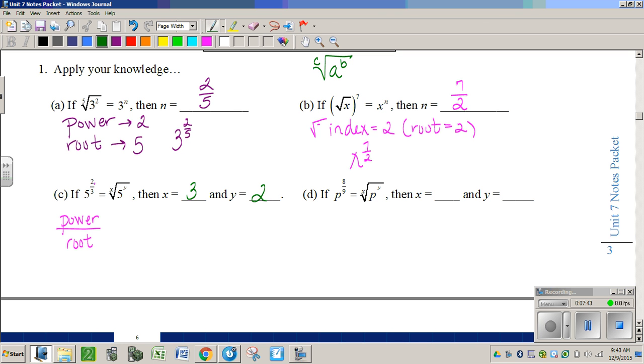Letter D, we have p raised to the 8/9. Power over root. Okay, so the power, the y value in this case, and the root, your x value. Power is going to be your numerator, that's 8. Your root's going to be your denominator, that's your x, so that's going to be your 9.